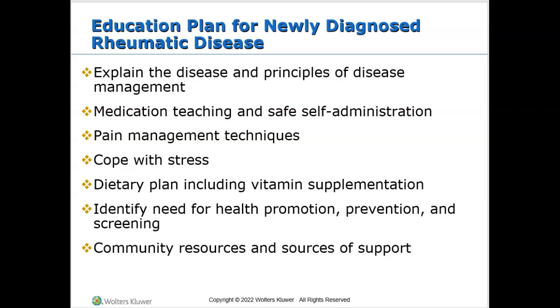If they're new with this, you're going to explain the disease, how to manage the disease, that it's going to have periods of remission and exacerbation, how they can give themselves their medication, what they need to know, when they need to call their doctor, when they need to see their doctor, how they can manage their pain with not using anti-inflammatories all the time, but what else can they do? How do they cope with the stress of it? All of it. How do we help supplement their diet?